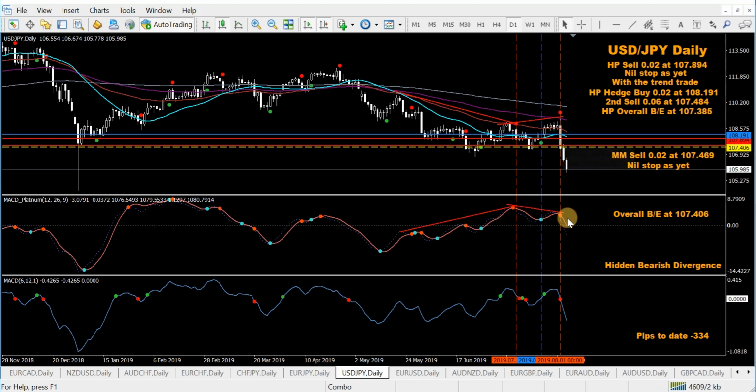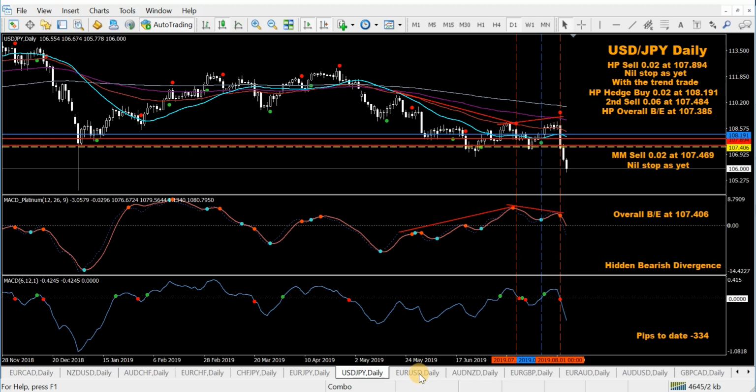So there's the MACD's at the 0 level. You can see the blue dotted line's already through. Tomorrow morning, I'm thinking I'll be closing that sell, that buy, and 0.04 of that second sell and putting a stop in place and just letting it run from there. So I'll probably reduce some of that deficit tomorrow. So that's USD Japanese yen.